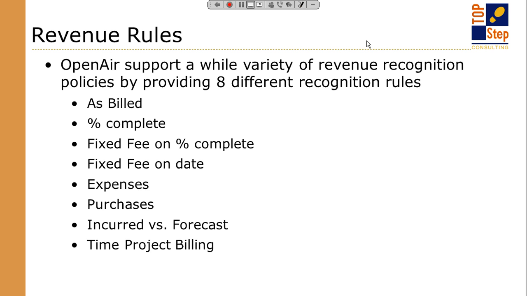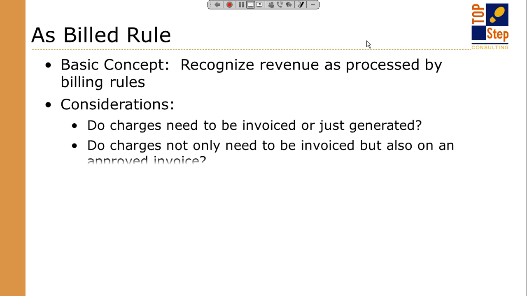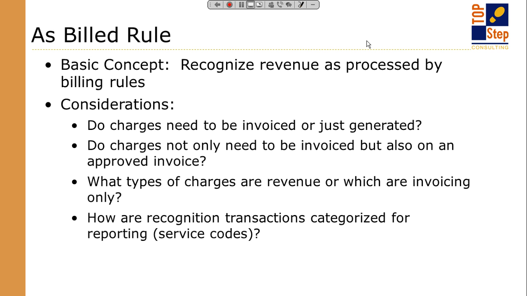And the first one, which is sort of the simplest, but actually can be pretty complicated depending on how you need to control things, is the as-billed rule. The basic concept of this is it connects to the billing rule. Whatever you invoice, or whatever comes out of a billing rule, you can recognize as revenue. And if 99% of the time everything you invoice is the same as revenue, you would typically use an as-billed rule.